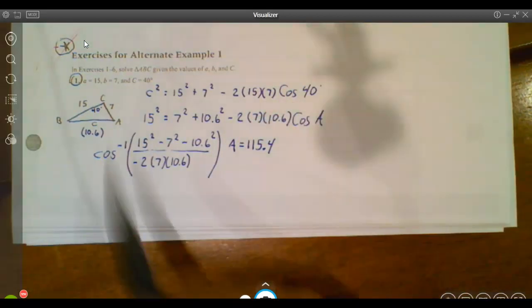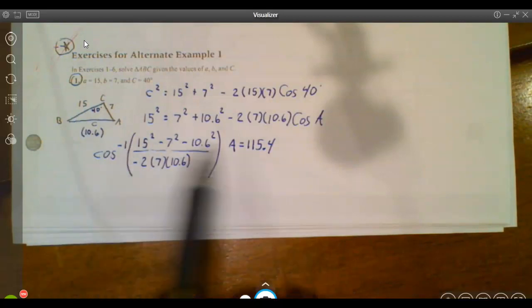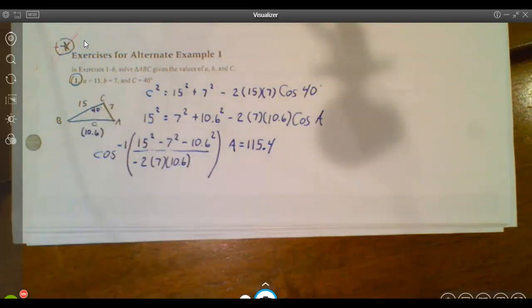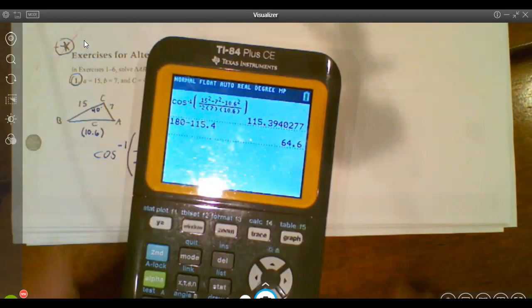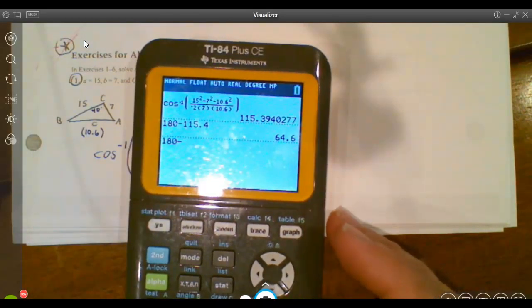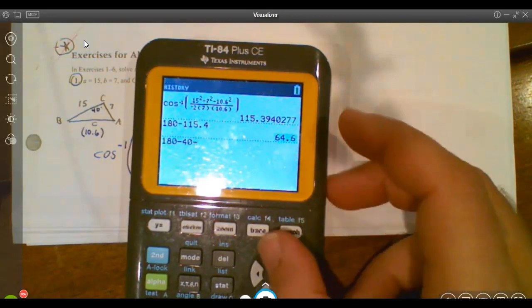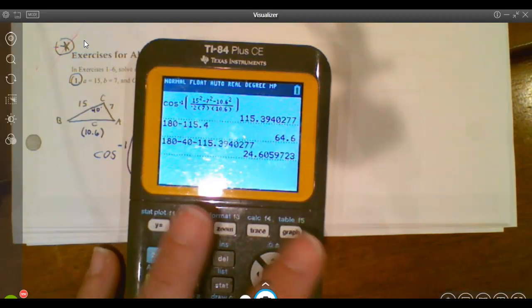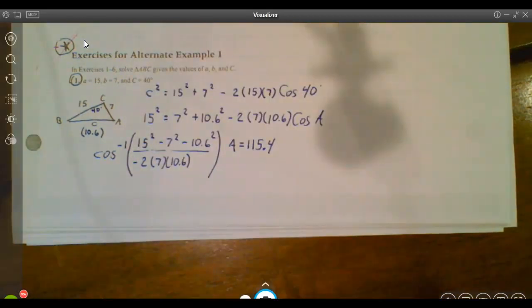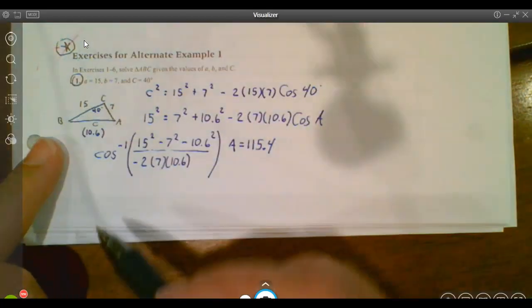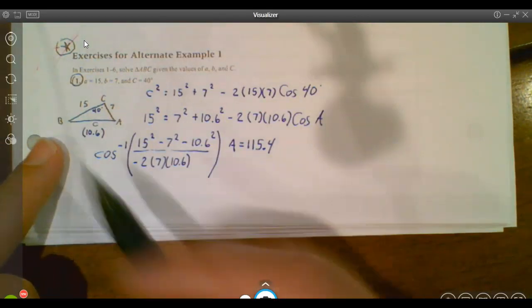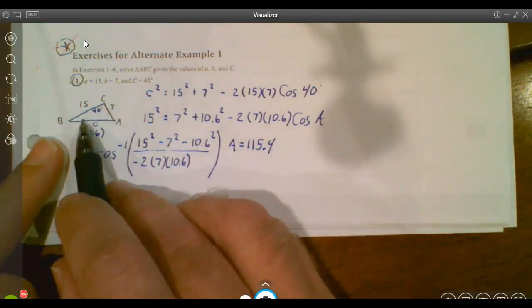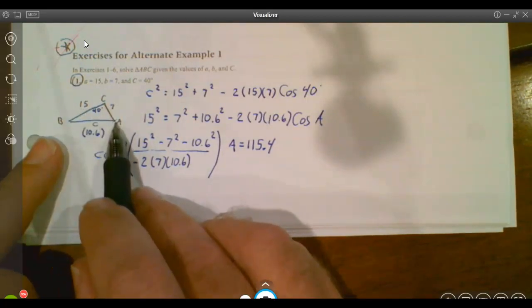So we now know angle A. In order to get my third angle, I can just subtract this guy and this guy from 180. So let's take out the 40, let's take out our previous answer, and we were left with 24.6 degrees for angle B. And again, guys, you will notice that with this being 24.6, I now have the accurate scenario of the smallest side being across from the smallest angle and the largest side being across from the largest angle. And that's always a great check.